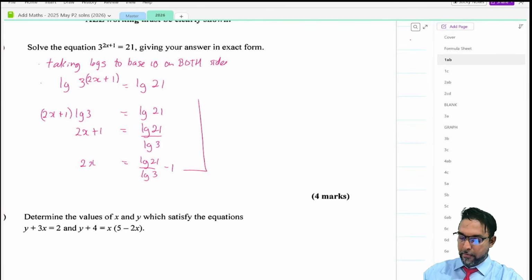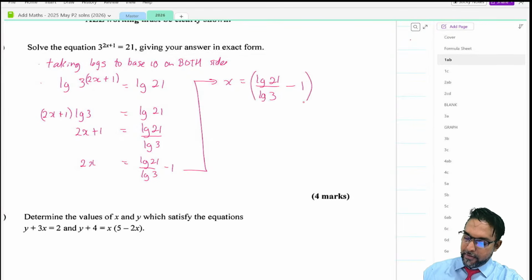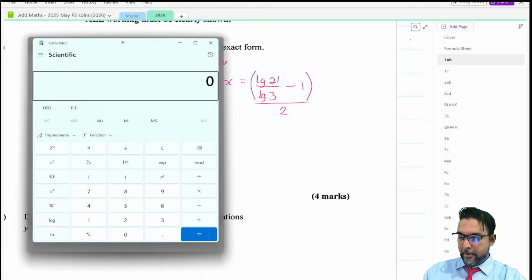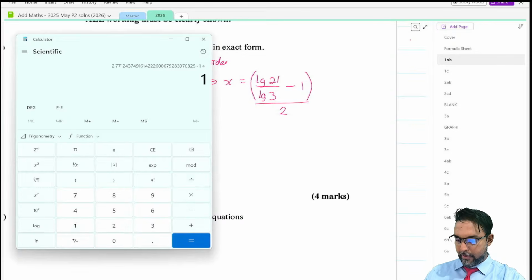Okay. So x would be equal to log 21 divided by log 3 minus 1, with logs to base 10. Okay, anyhow, right, and then of course all this is being divided by 2. Let's see what that looks like. So log 21 divided by log 3, minus 1, divided by 2.